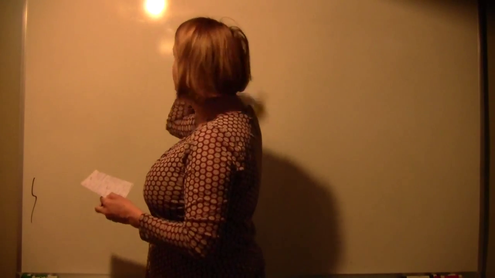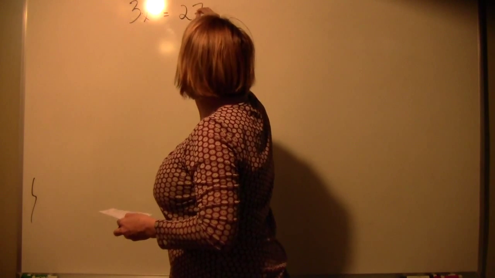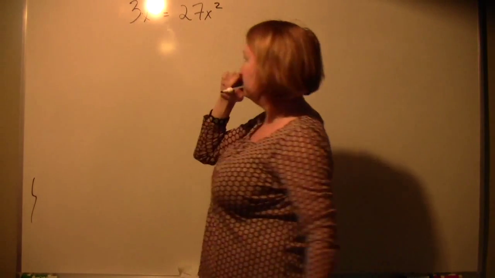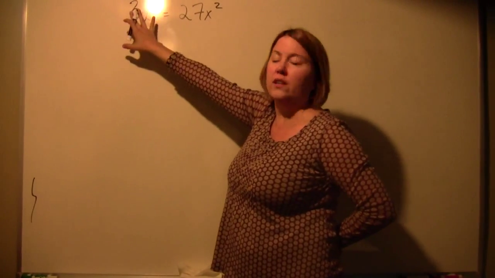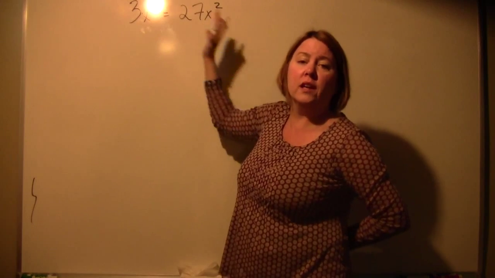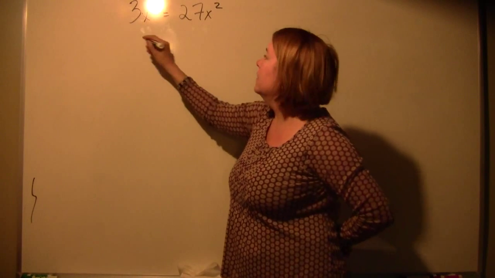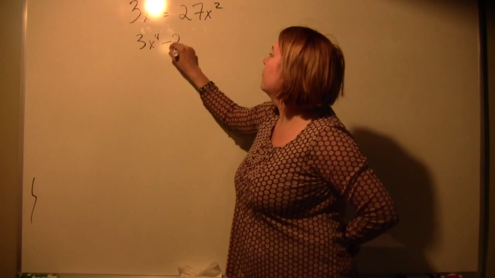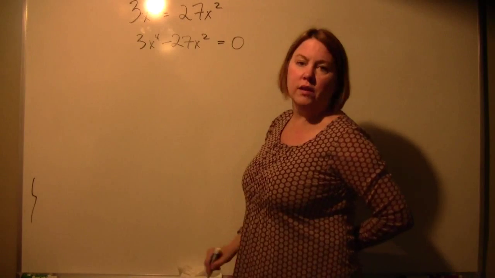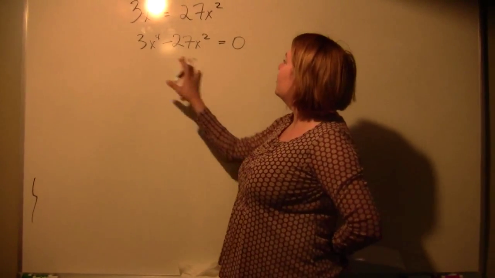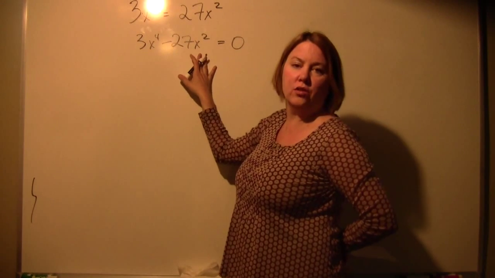So this is our example. 3x to the fourth equals 27x squared. If you notice, there's a fourth degree term and there's a 2 degree term. We're going to get both of those on the same side. We're going to subtract 27x squared from both sides. And when we subtract it from this side, we get 0, right? So now this is a polynomial equals 0, which is what you want, in descending order by degree.